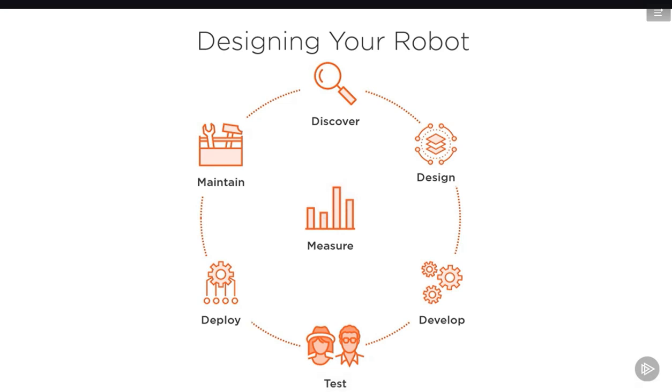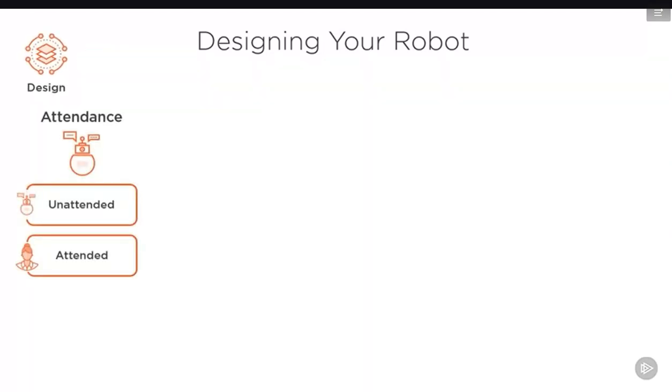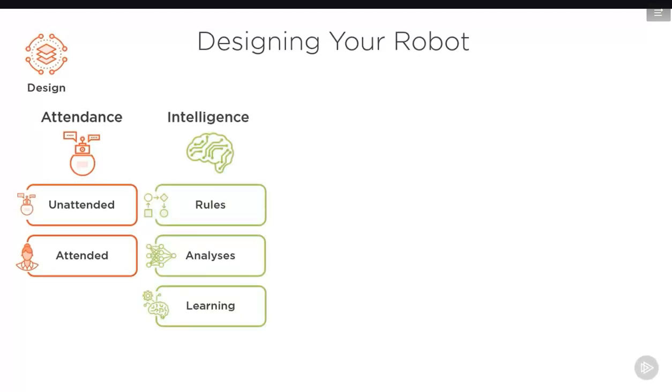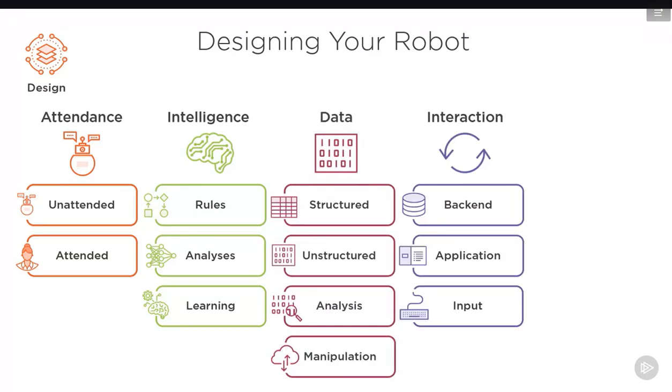So now that we have identified the processes that are most suitable for automation, it's time to design our robots. Now what we want to identify are obviously whether or not this will be an unattended or an attended robot, what type of intelligence the robot should have, the data and the interaction that the robot should display, and the process that we're trying to follow.